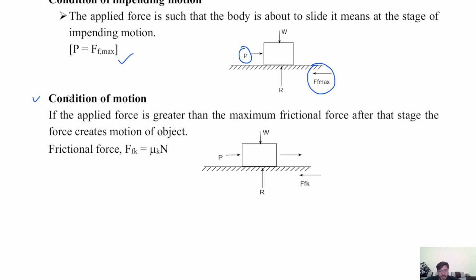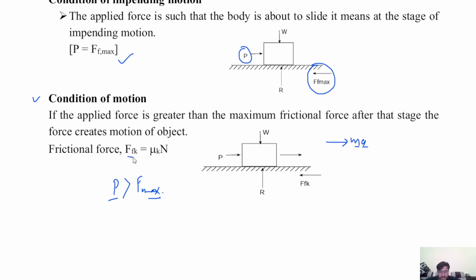And the other is the condition of motion. It means if the applied force P is greater than the maximum frictional force, then the net force creates motion of the object. F = ma, where a is the acceleration and m is the mass, and this applied force P is greater than the static frictional force F max. After that the net force creates motion of the object.